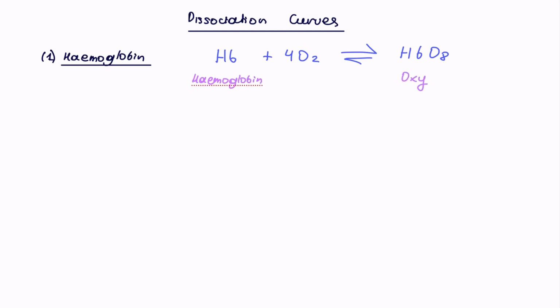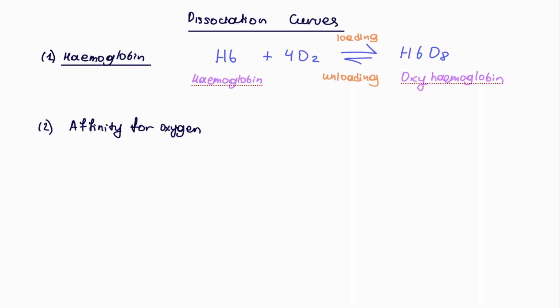So we have the hemoglobin here, and when it's bound fully to oxygen we refer to it as oxyhemoglobin, and this reaction is reversible. Furthermore, when hemoglobin binds to oxygen, we refer to this process as loading, and when hemoglobin dissociates from oxygen, we refer to it as unloading, and we will use this terminology for the rest of the video.